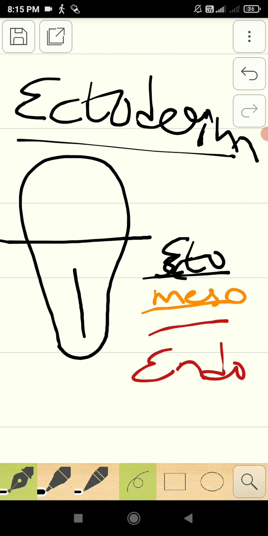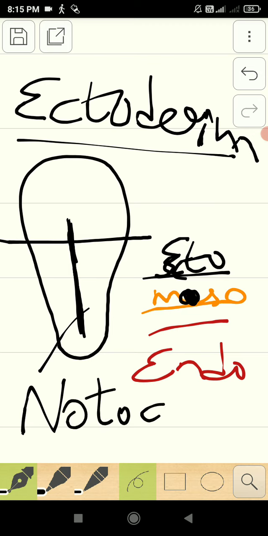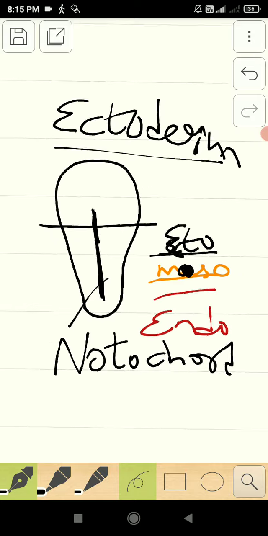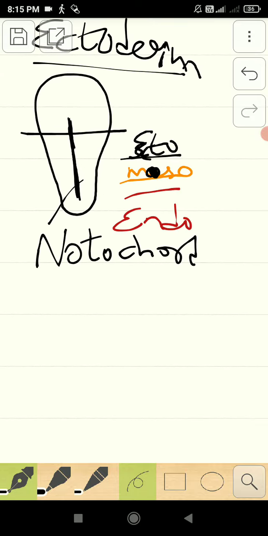In the dorsal midline, initially there is a thickening called the notochord. It will be there in the mesodermal layer, but actually it develops from the ectoderm and moves to the mesoderm. This notochord helps in the formation of the central nervous system. So what does this notochord do? The superficial ectoderm opposite to the notochord in the dorsal midline, dorsal means posterior midline, where the backbone is, will get thickened to form a plate called the neural plate.